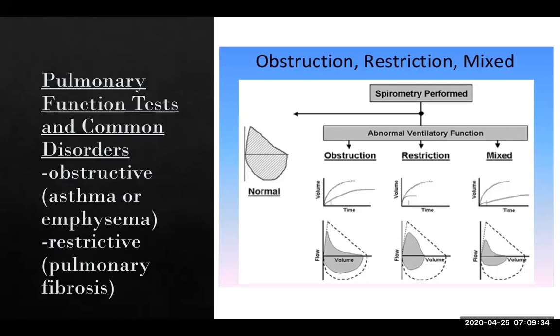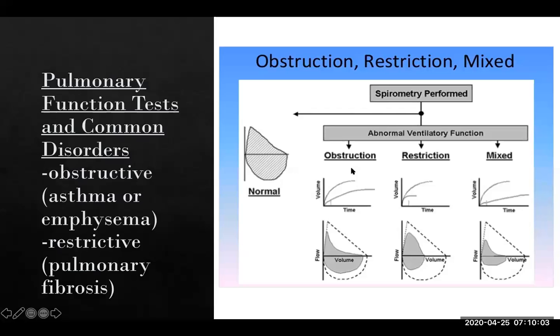So this is what your pulmonary function tests might look like with a common disorder, whether it could be obstructive or restricted. And this is just showing the volume of airflow over time. Normally, this is what it would look like, where the flow, inspiration and expiration, is shown above and below the graph. And then the volume is shown in the gray area over a period of time.